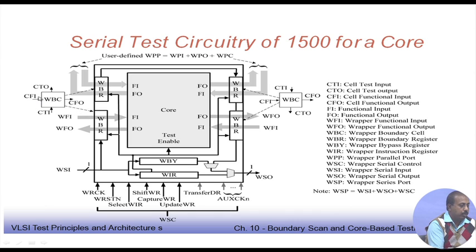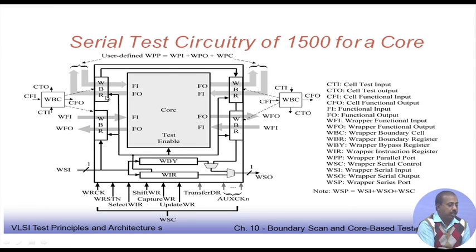Each WBC has a CTI, which is the cell test input, then CTO, cell test output, CFI, cell functional input, and CFO, cell functional output. When this circuit is put into normal mode of operation, the CFI line goes through to CFO, and that is ultimately applied to the functional input pins of the core. Similarly, the CFO lines can be collected through the functional output line, and that can be transferred to some destination cell. If you are doing serial shifting of test data, it can be transferred serially through this cell test input line.